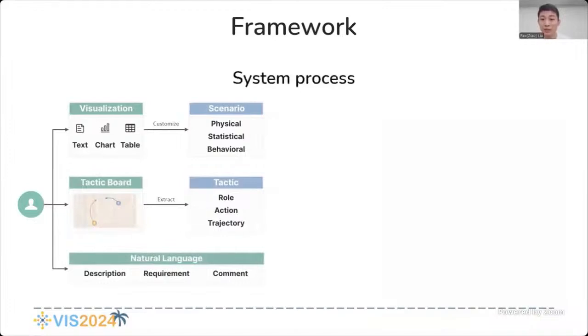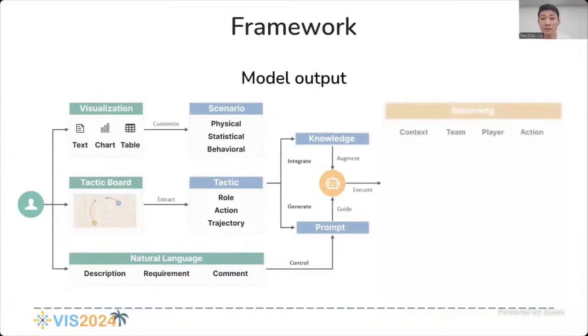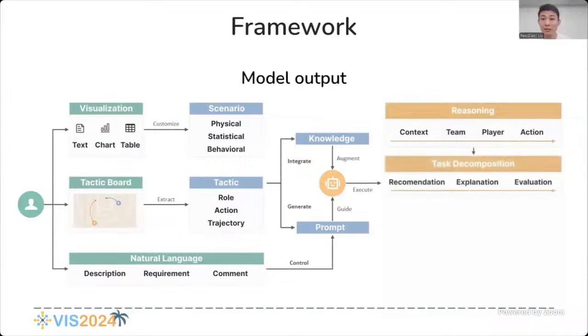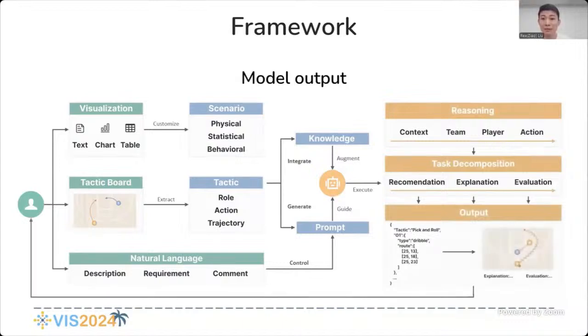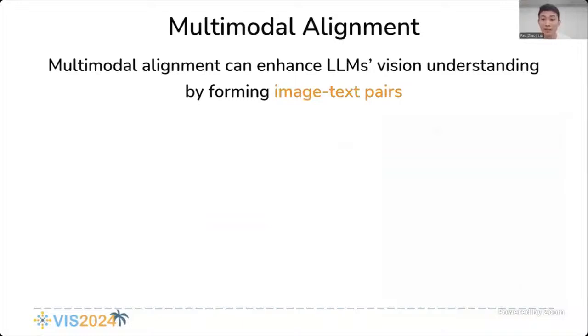Once input is received, the system processes it through several steps. It integrates domain knowledge to enhance the agent's response, generates prompts to get decision-making, and controls the output based on the natural language input. During execution, the agent infers from 4 aspects: context, team, player, and action. Tasks are then broken down into recommendations, explanations, and evaluations. The output is visualized on a tactic board, giving users clear feedback and further analysis. Throughout this process, multimodal alignment integrates scenario and tactic information by linking image and text.